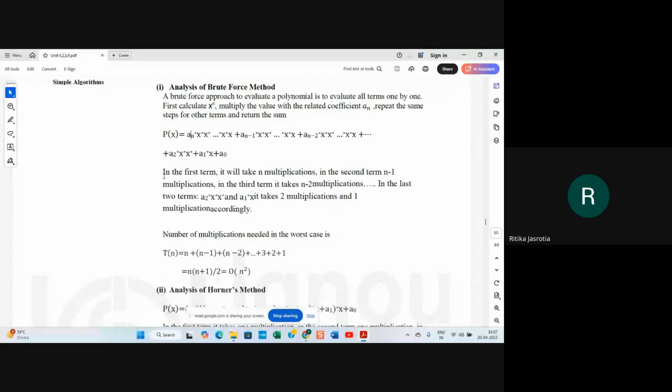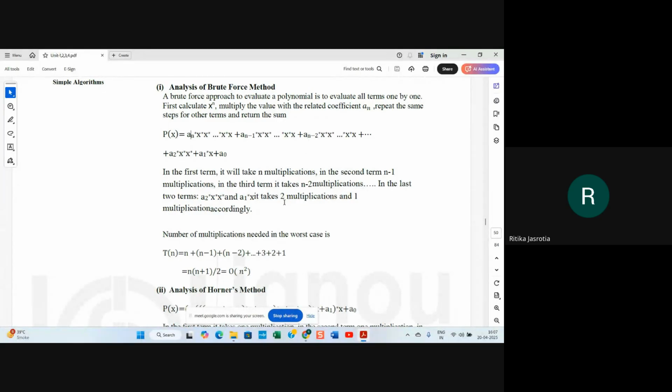Right. So in the first term, it will take n multiplications. In the second term, n minus 1 multiplications. In the third term, it takes n minus 2 multiplications. And in the last two terms, a2x and a0, it takes 2 multiplications and 1 multiplication.